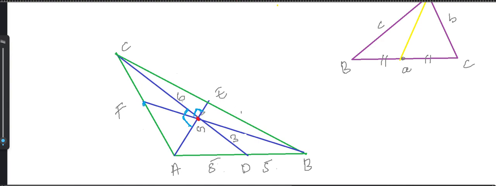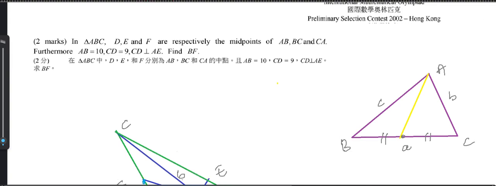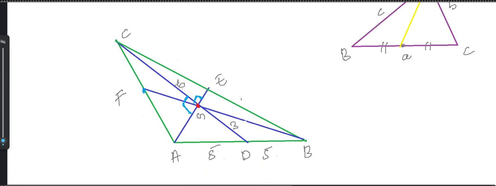If you see this problem statement, it has been clearly told that CD is perpendicular to AE. If CD is perpendicular to AE, there is a scope for applying Pythagoras theorem here. Let us say we will name CF as equal to B, AF also equal to B, because midpoint divides CA into two equal segments, and CE we are naming it as A and A.